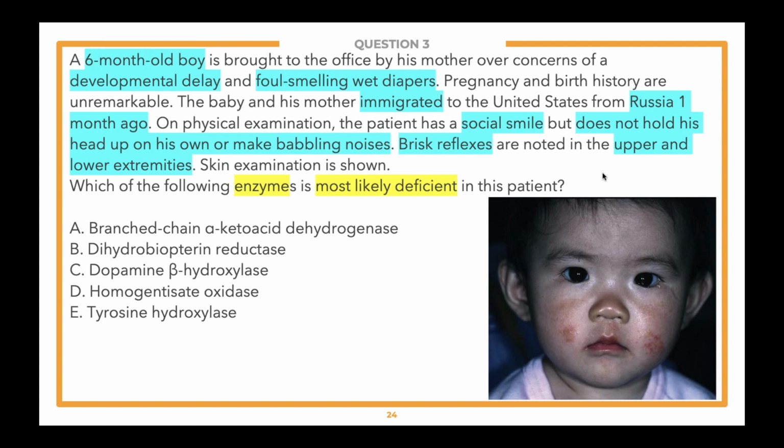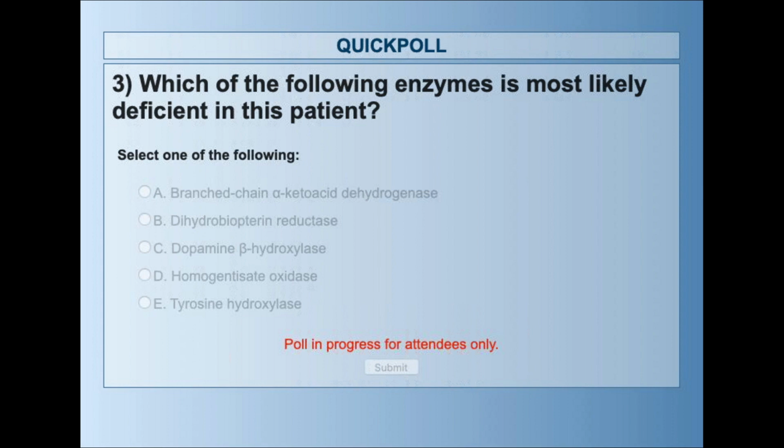Answer choice E, tyrosine hydroxylase. D, homogentisate oxidase. C, dopamine beta hydroxylase. B, dihydrobiopterin reductase. And A, branched-chain alpha-keto acid dehydrogenase. So once again, make sure you're taking a good look at that photo and the clues. We're going to go ahead and open up that poll. Go ahead and select the answer choice you think is the best answer here, and we'll talk about it in just a few seconds.